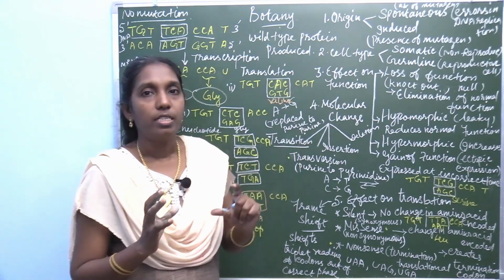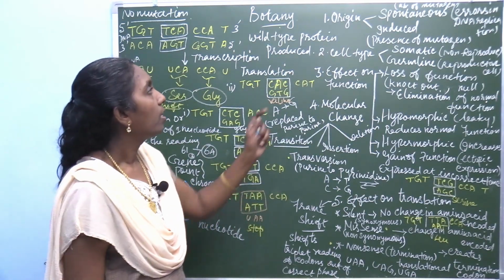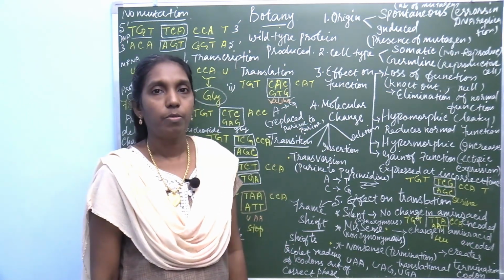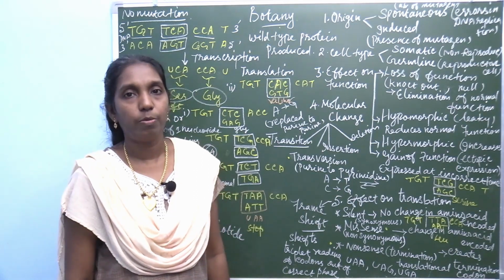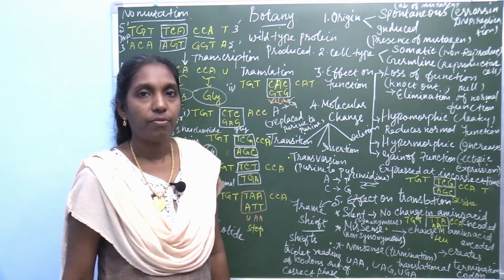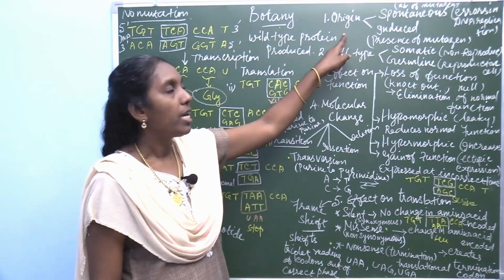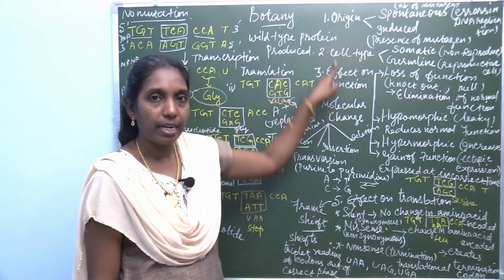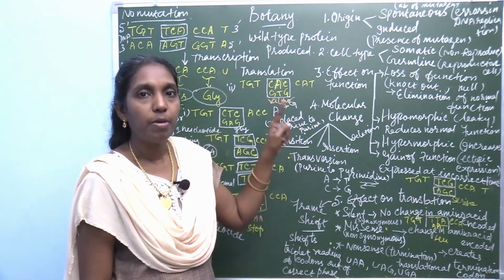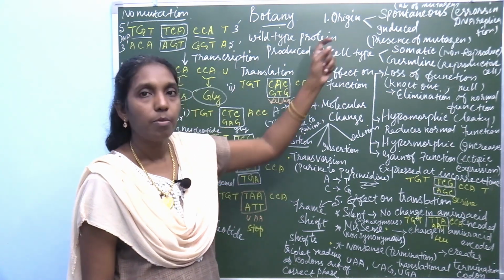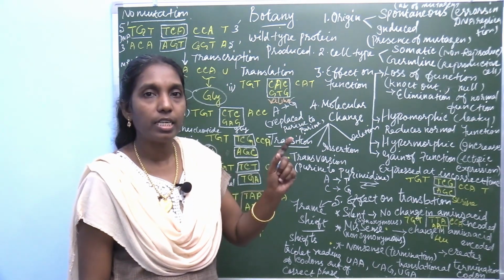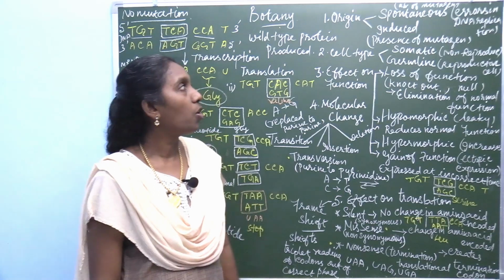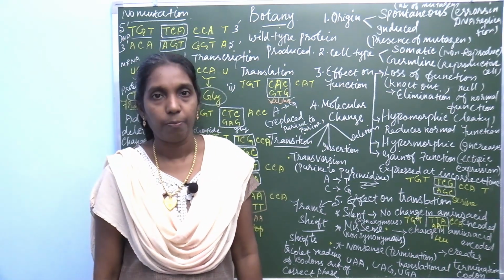Number 1, origin. Based on the origin, it's classified into 2 different types: spontaneous mutation and induced mutation. The first type of classification is based on origin. Based on origin, gene mutation can be classified into 2 different types: spontaneous and induced.